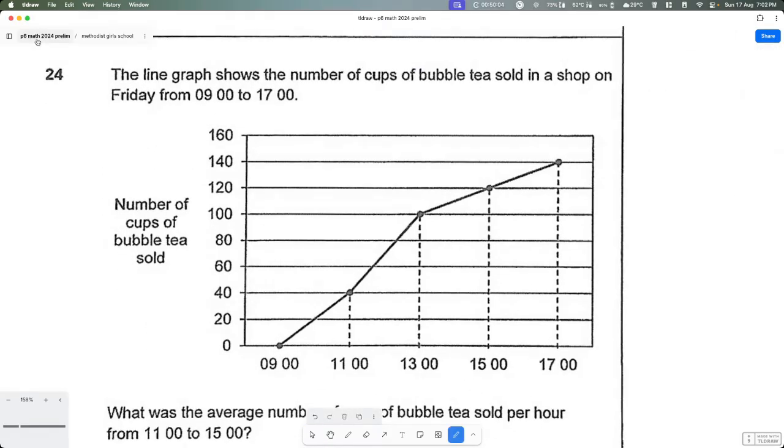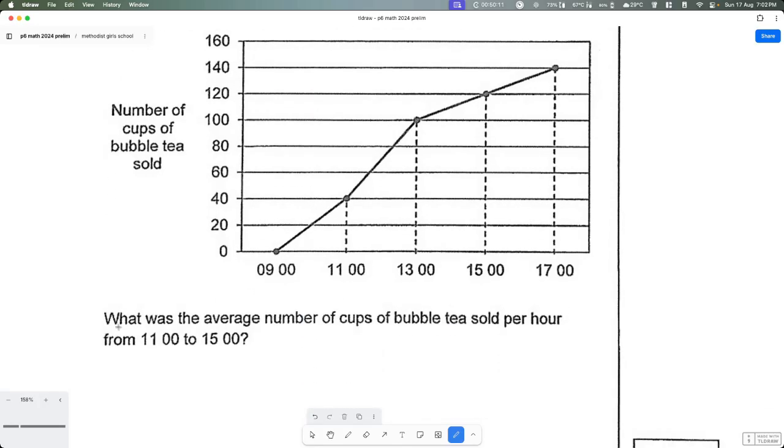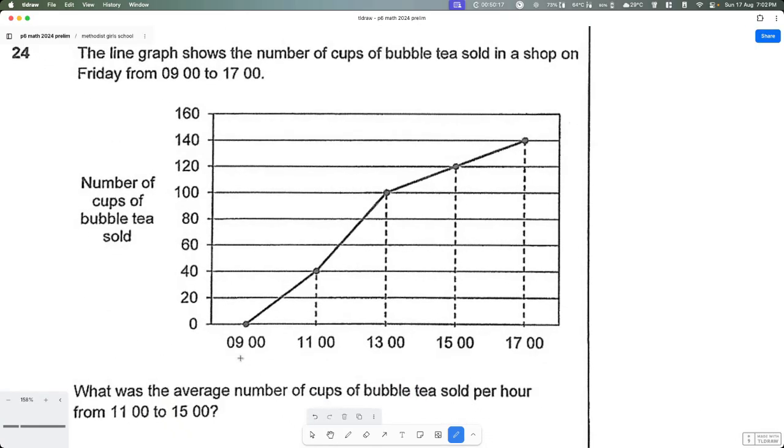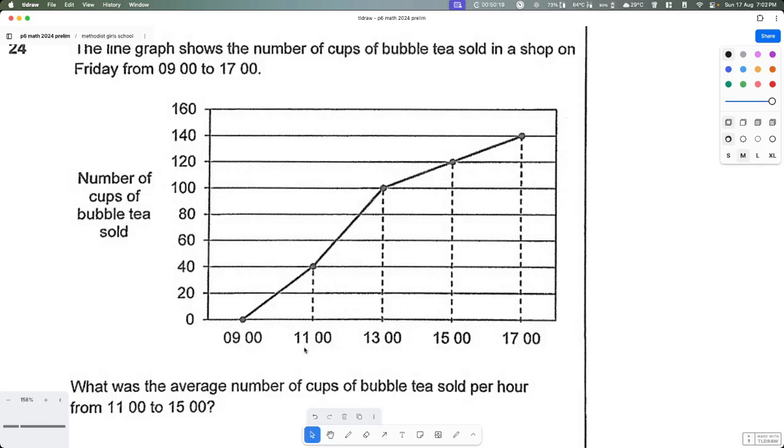All right, so question 24. The line graph shows the number of cups of bubble tea sold in a shop on Friday from 9 a.m. to 5 p.m. What was the average number of cups of bubble tea sold per hour from 11 to 1500 hours? Okay, so 11 is 40. Okay, 1500 hours is 120.